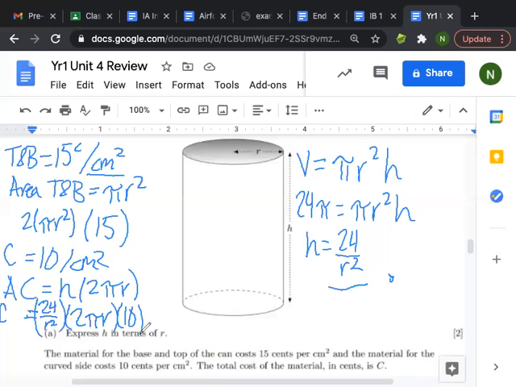And then for the cost of the total can, I would add this to this. When you do the math and simplify it, you should come up with 30 pi r squared plus 480 pi over r. So we add the cost of the top and bottom plus the cost of the side, which should give you the cost of the entire can.